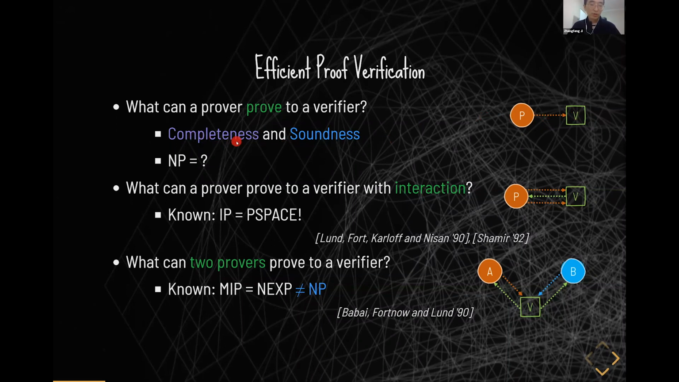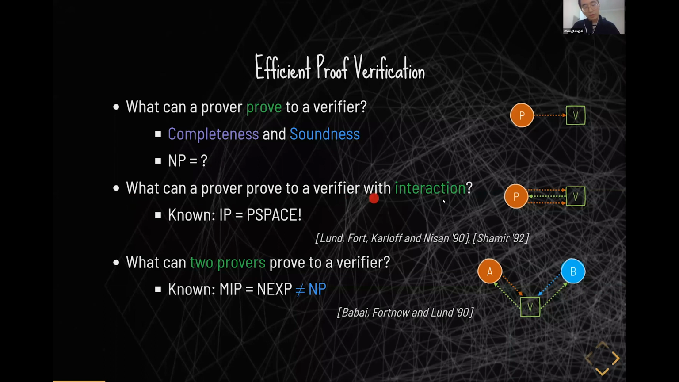We need two conditions, completeness and soundness. For every correct statement, there should be a proof for the prover to convince the verifier. For a false statement, there should be no proof that convinces the verifier, and that's the soundness property. If the verifier is a deterministic polynomial-time verifier, then this defines the class NP. And it's a big open problem: is NP equal to P or different from P?